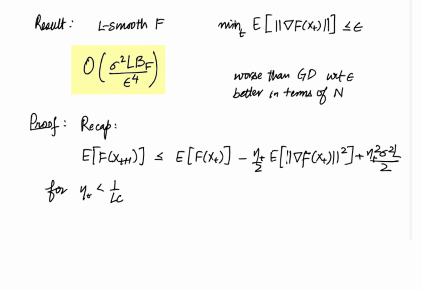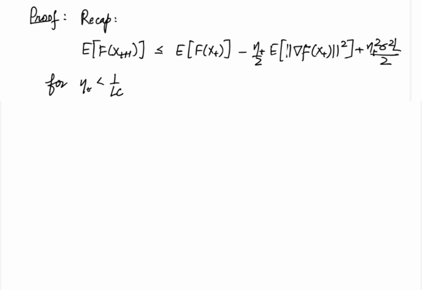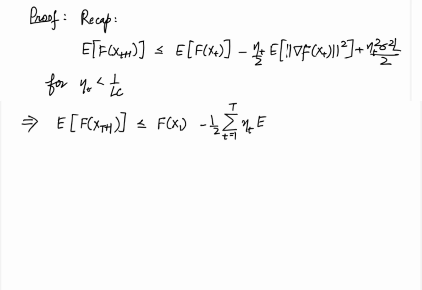Now instead of applying the PL inequality, in this case we can simply carry out the telescopic sum so as to obtain that the expected value of f of x_{T+1} is less than or equal to f of x_1 minus half the summation from t equal to 1 to capital T of eta_t times the expected value of the norm squared of the gradient of f of x_t, plus eta_t squared sigma squared L by 2.